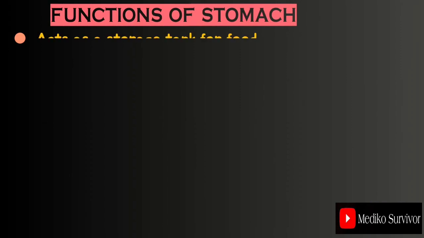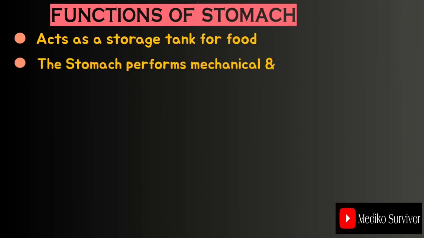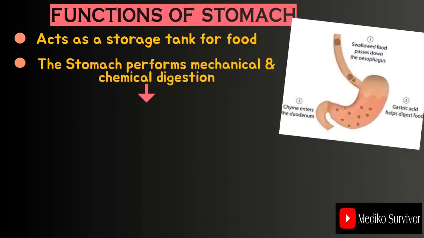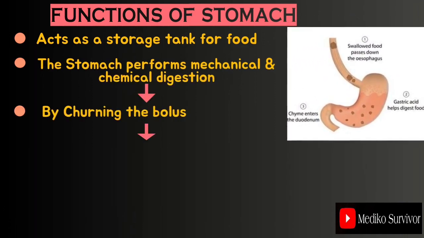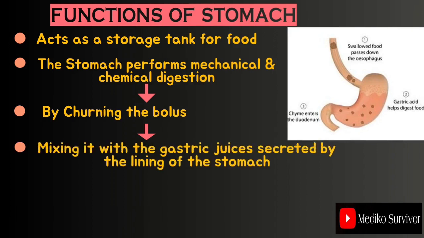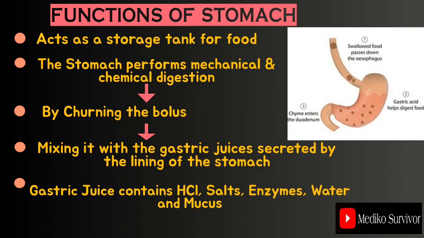Functions of stomach. The stomach acts as storage tank for food. It performs the mechanical and chemical digestion by churning the bolus and then mixing it with gastric juice secreted by the lining of the stomach. Gastric juice contains HCl, salts, enzymes, water, and mucus. Then stomach delivers the chyme, meaning processed food, to the small intestine through pyloric sphincter.